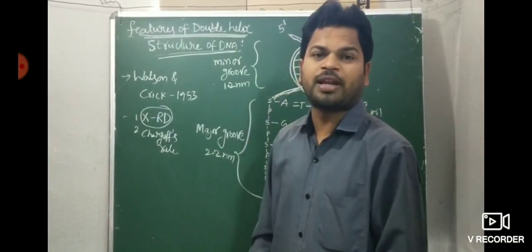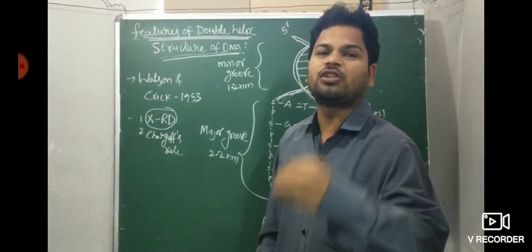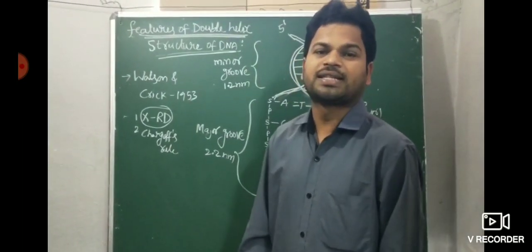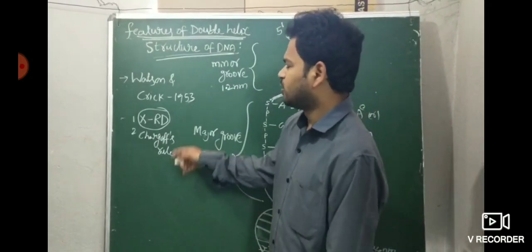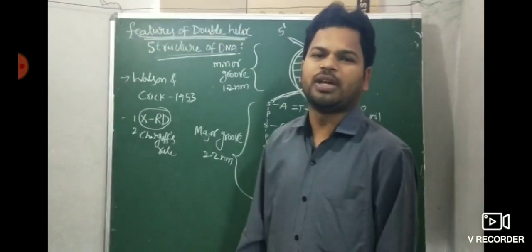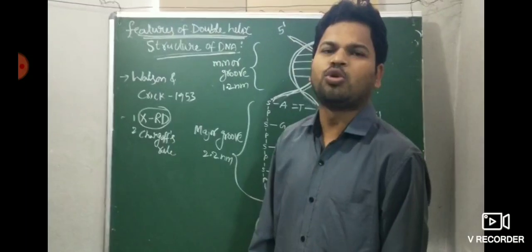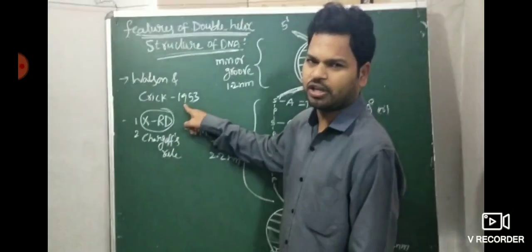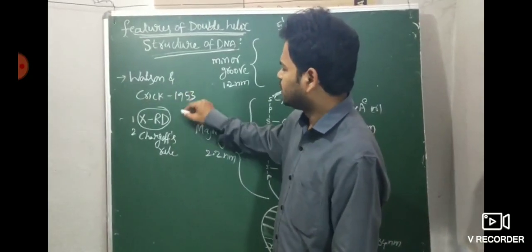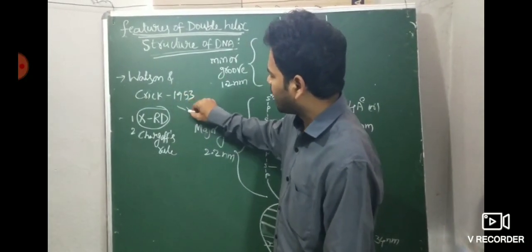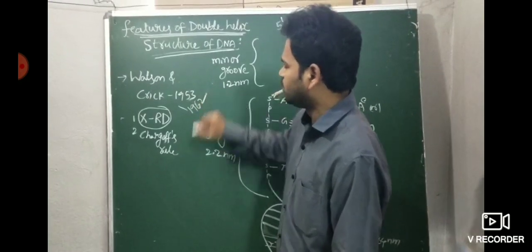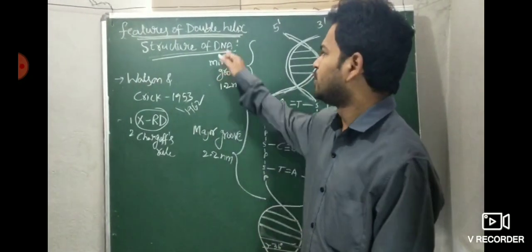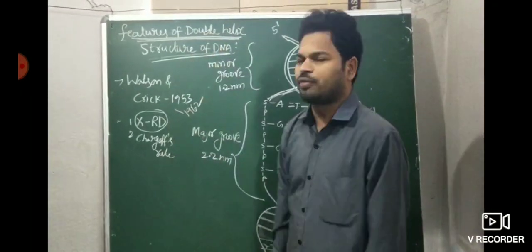Watson and Crick proposed a double helix structure of DNA based on which of the following concepts? First, XRD, Wilkins and Franklin's X-ray diffraction data. Second, Chargaff's rule. Third, both A and B. Fourth, none. The answer is both A and B. That is why these two scientists got the Nobel Prize in 1962 for giving the double helix structure of DNA.